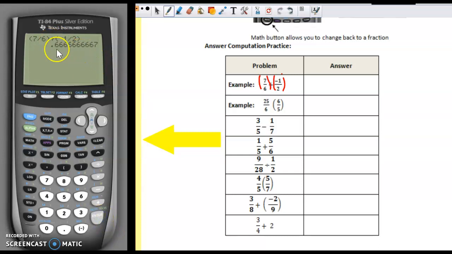I hit enter, I get a decimal. So again, because I am adding fractions, I would like my answer to be in the same format, in a fraction format. So I hit math, turn it to a fraction, yes, so I hit enter, enter again, and you get the answer of 2/3.